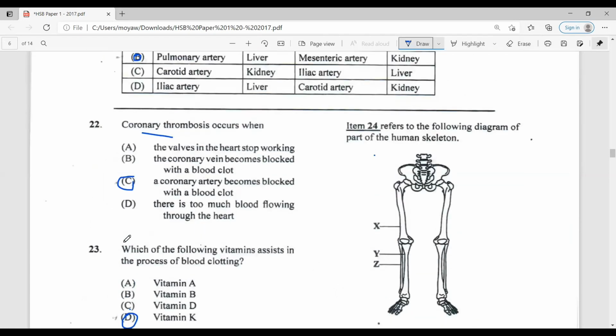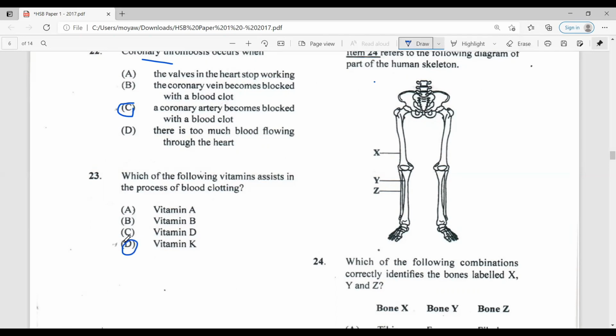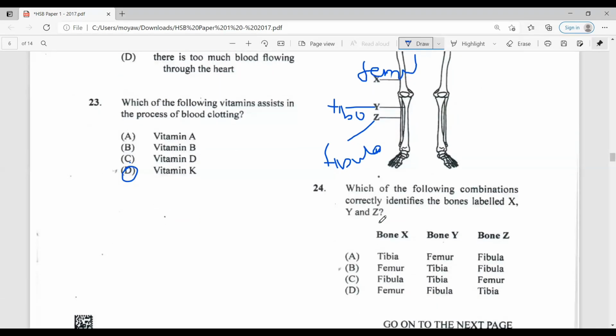Item 24 refers to the following diagram of the parts of a human skeleton. Which of the following combinations correctly identify the bones labeled X, Y, and Z? So we have to know what X, Y, and Z are. If we look at X, we can identify that X is the femur, Y is the bigger bone, so Y is the tibia, and then Z is the smaller bone, so Z is the fibula. So X is femur, so B and D, and then Y is the tibia, so B, and then Z is the fibula. So the answer is B.